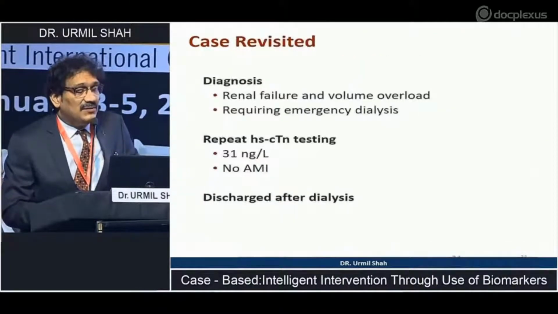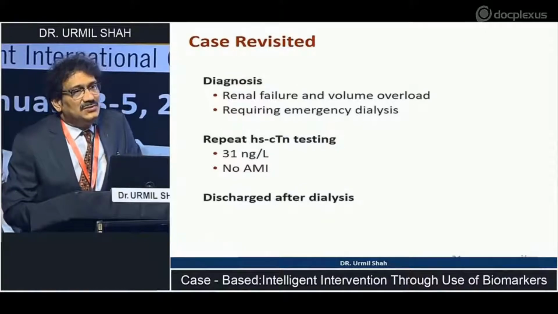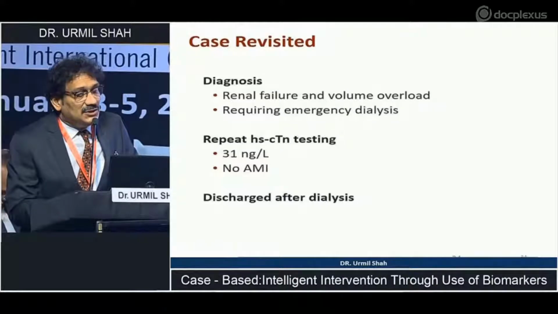The patient has a diagnosis of renal failure with volume overload, dialysis required. We repeated the troponin and the repeat was 31. So there is no significant drop or rise in the troponin level, and we can rule out the acute condition. The patient was discharged safely after dialysis, excluding the diagnosis of myocardial infarction.